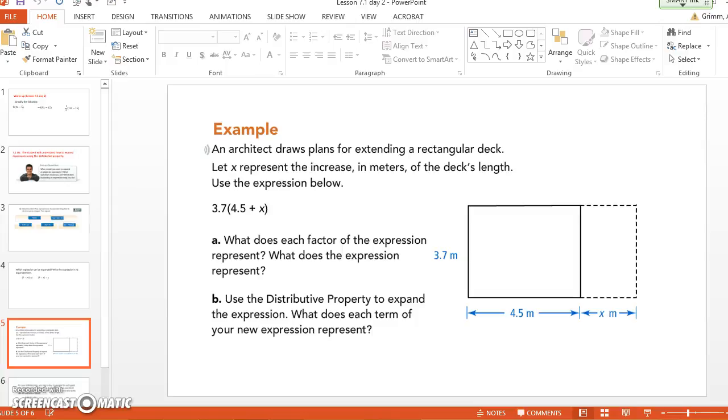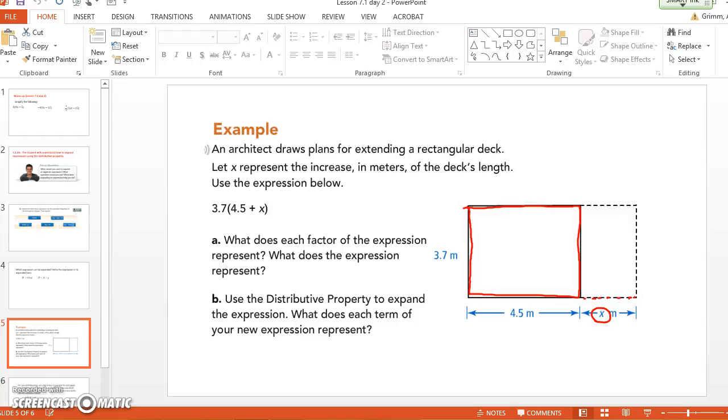An architect draws plans for extending a rectangular deck. Okay, so imagine that you have a deck on the back of your house. Here it is right here. And your parents want a bigger deck. Okay, they want to make the deck longer, but they don't know how much longer they want to make it. So that's why this is here. And that's why there's a variable x.